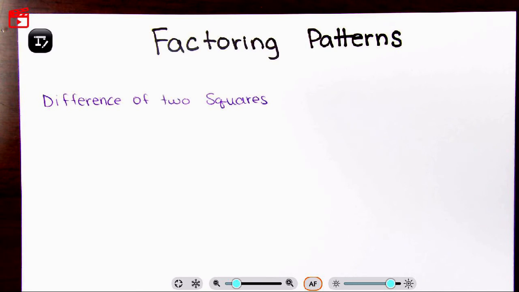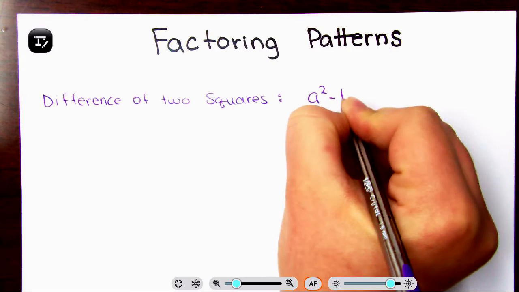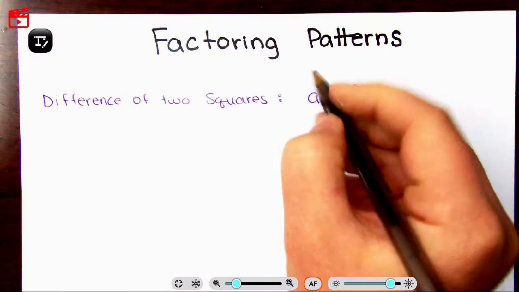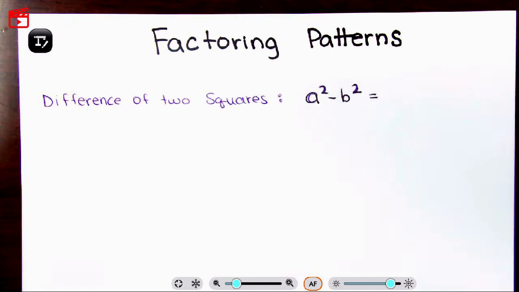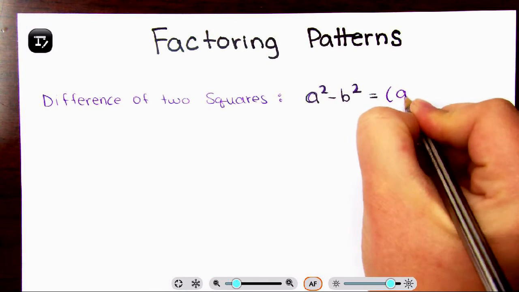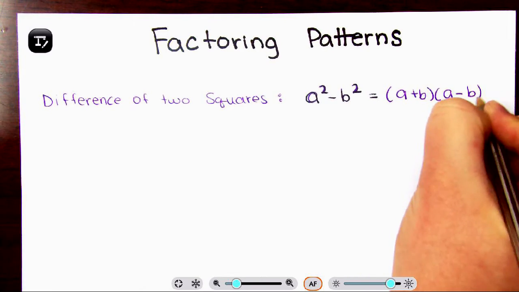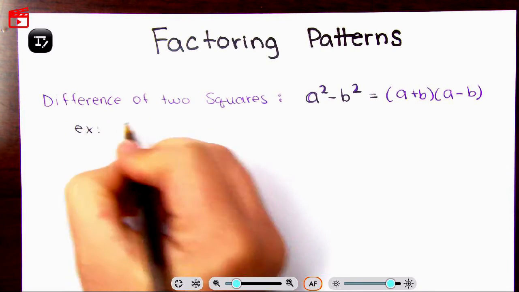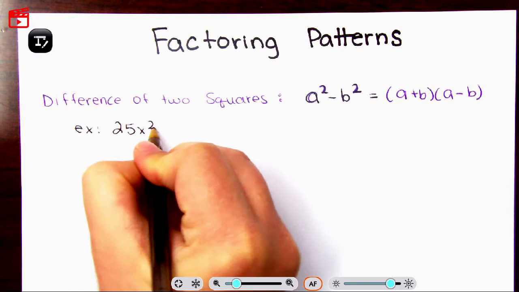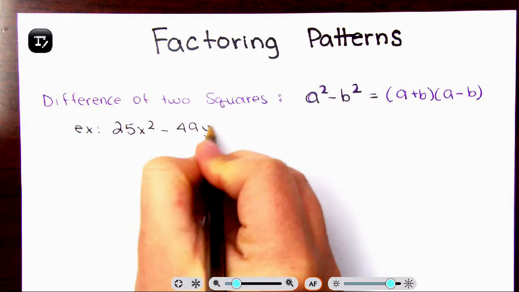So the first method we're going to talk about is the difference of two squares. If you have something that looks like a squared minus b squared, that means you have to factor as a plus b and a minus b. For example, if you have 25x squared minus 49y squared.